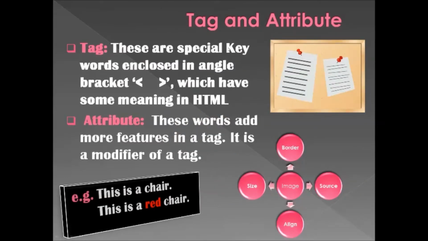Next one is what is a tag and attribute. Just look at this notice board here. This sheet is tagged with the help of this pin. Okay, this pin has tagged this sheet. In the same way, your website is a kind of notice board where you tag your pictures, your audio, your video, or a number of other things with the help of special words, special keywords. And these special keywords are enclosed in angle brackets, right?